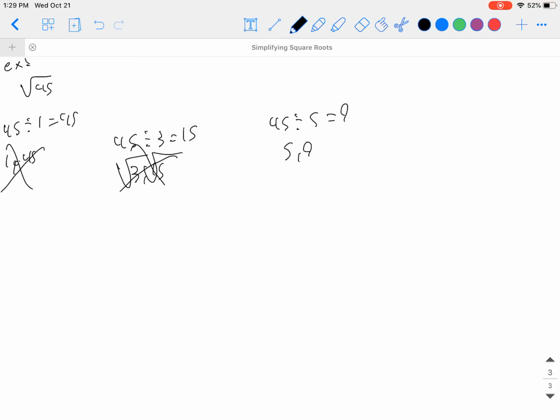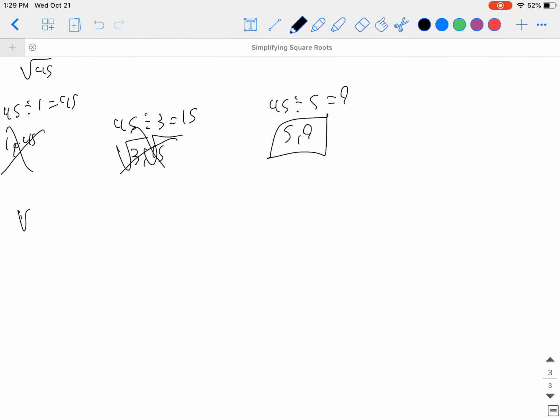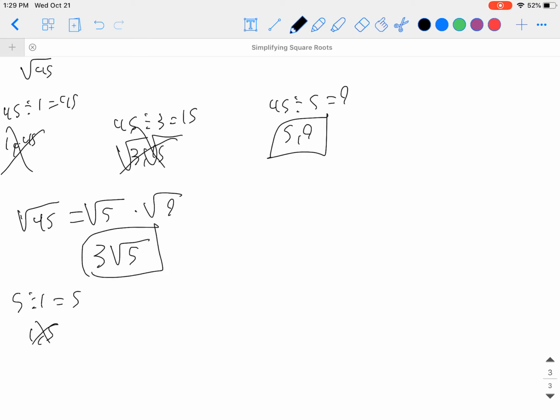However, if we look at the 5 and the 9, the square root of 9 is rational, so we will want to use this. So what we will do now is express the square root of 45 as the square root of 5 times the square root of 9. The square root of 9 is 3. Bring down the square root of 5. And if we take the factors of 5, it is only 5 divided by 1 equals 5, 1 and 5. Since this is irrelevant as this is equivalent to 5, we now have our simplified square root.